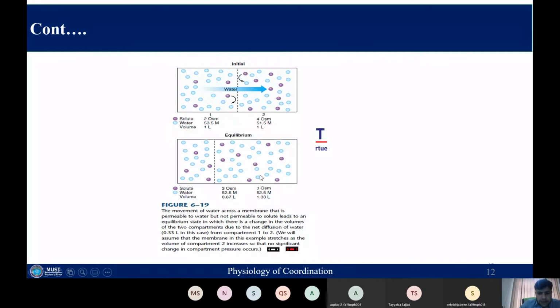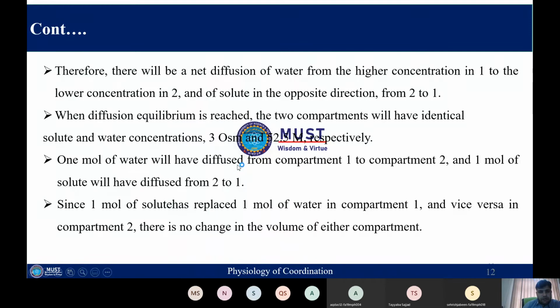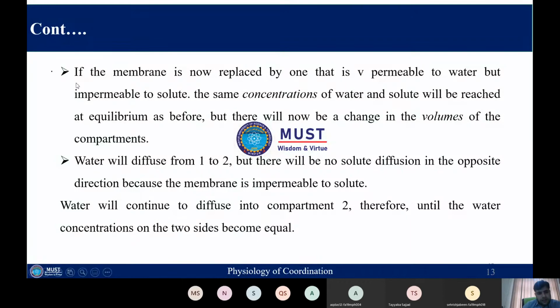So in this case, the volume of compartment 1 will decrease, and the volume of compartment 2 will increase. This is what we have studied in the figure: if the membrane is replaced by one that is permeable to water but impermeable to the solute, the same concentration of solute and water will be reached at equilibrium, but now the volumes of the two compartments will change. According to the diffusion rule, water will move from compartment 1 to compartment 2, but there will be no solute diffusion in the opposite direction, because the membrane is impermeable to the solute particles.